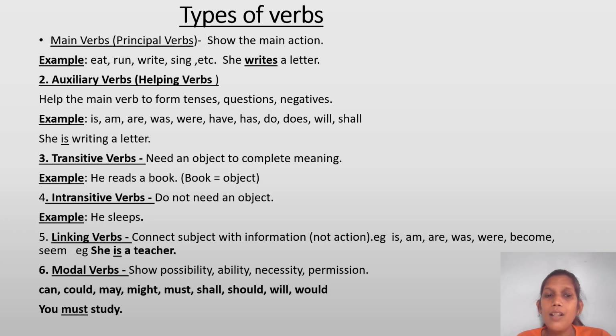Linking verbs. Again, connect subject with information, not action. For example, is, am, are, was, were, becomes, she is a teacher. Okay, so is connects subject with information. Okay, she is a teacher. ठीक है, हम बता रहे कि ये टीचर है तो आप उसको इंफॉर्मेशन बता रहे, बट वो कनेक्टिव वर्ड क्या है? इज. ठीक है.